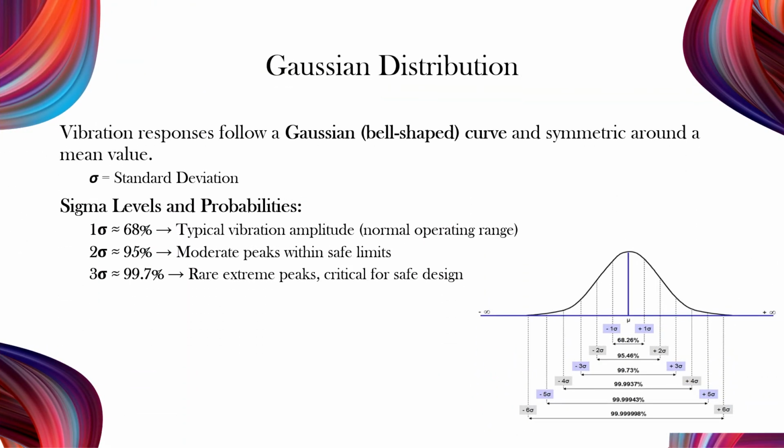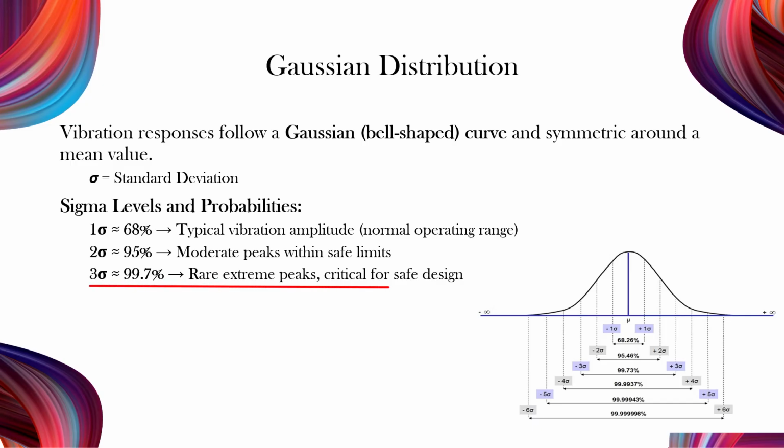The Gaussian distribution is bell-shaped and symmetric around the mean, which in vibration problems is usually 0, since motion oscillates equally in both directions. Most responses stay near this mean, while only a few reach the extremes, where sigma, or standard deviation, becomes crucial. 1 sigma covers about 68% of all responses, representing the typical vibration amplitude, or normal operating range. 2 sigma includes about 95%, capturing moderate peaks that remain within safe limits.